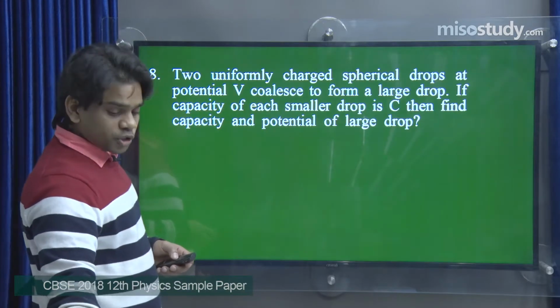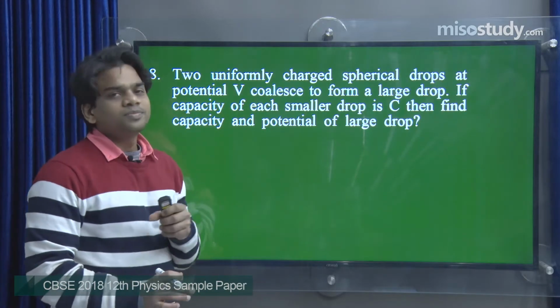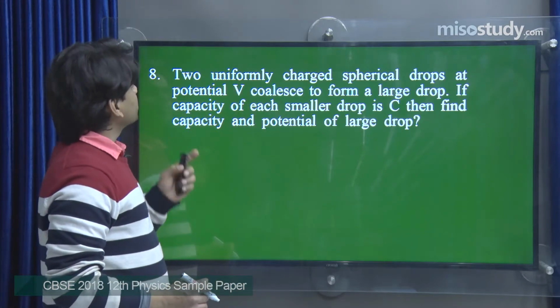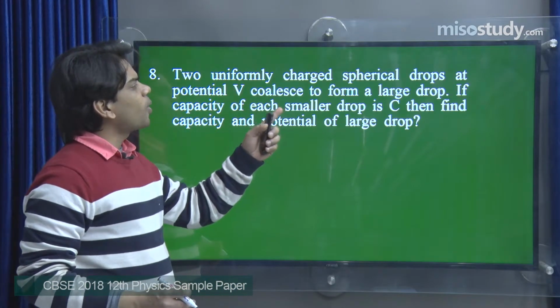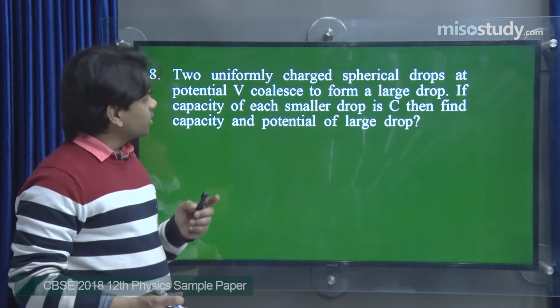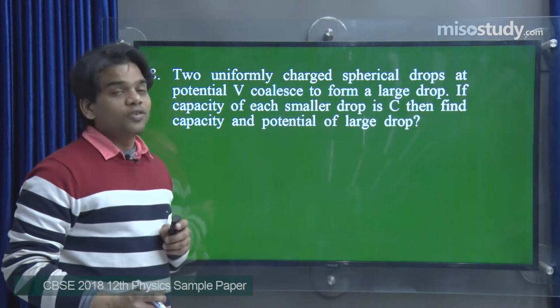Let's go with the next question. We have question number 8. Again, a question of 2 marks. Two uniformly charged spherical drops at potential V coalesce to form a large drop. If the capacity of each smaller drop is C, then find the capacity and potential of the large drop.